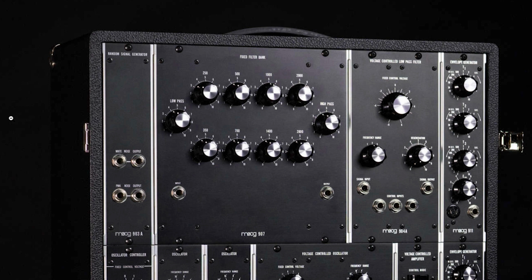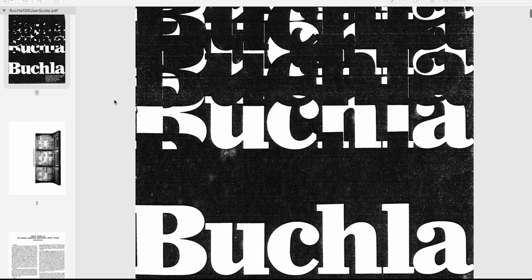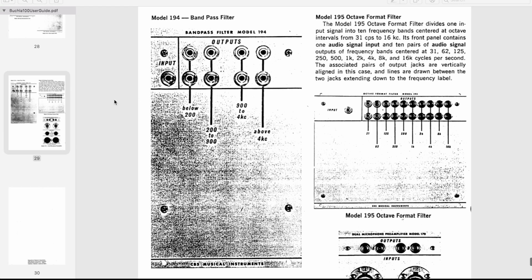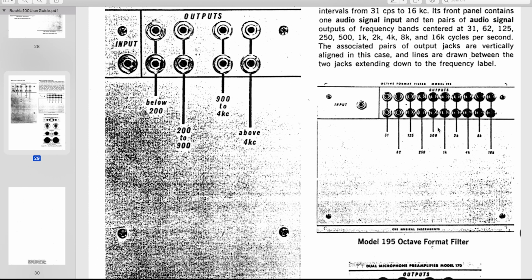Fixed filter banks were a common part of early tape music studios, and because of that have also been part of modular synthesizers since their inception. Early examples include the Moog 907 and 914, which are 10 and 14 band filter banks, respectively. Buchla's 100 series instruments also included two models of fixed filter banks, the 194 and the 195. These were different in design from Moog's in that they had individual outputs for each band, but they did not have a summed output or level controls for the individual bands. So if you wanted to mix all of the bands together, you had to use a separate mixer module.